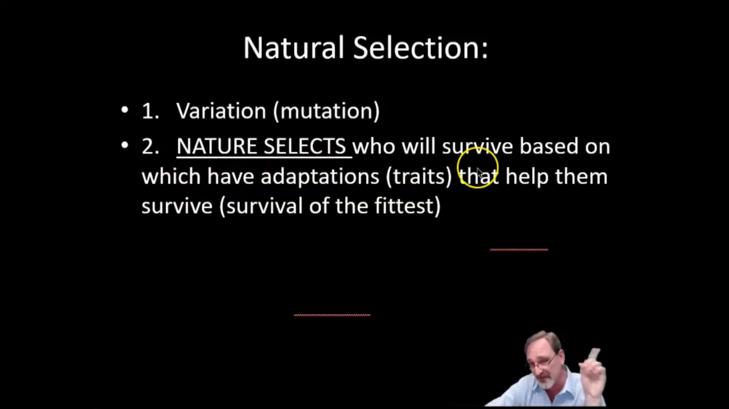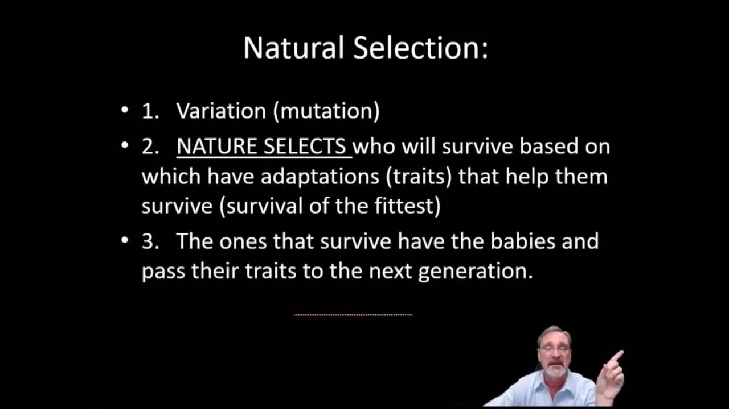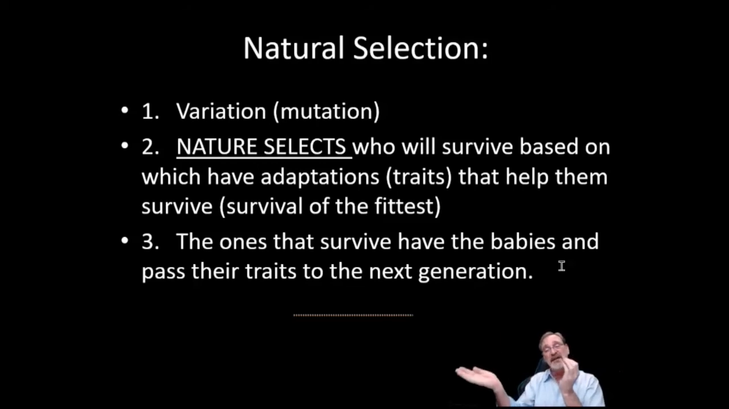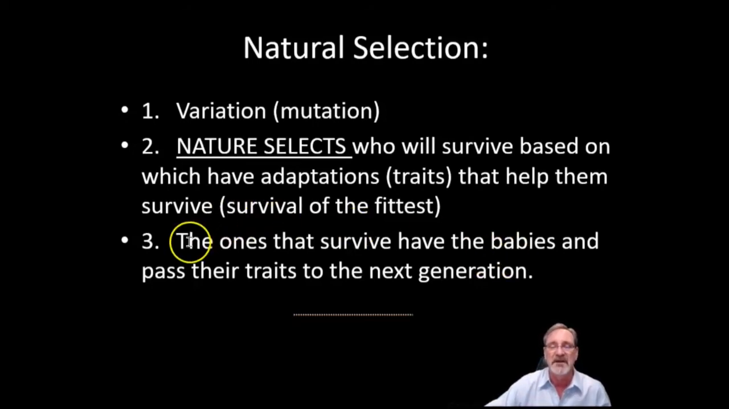So nature selects who survives, and then, this is really common sense, right? The ones that survive have the babies, and they pass their traits to the next generation. So whatever trait is advantageous, that's the traits that will tend to get passed to the next generation, right? Any traits that the organism has that don't help it survive, they won't survive, right? They'll tend to get eliminated. That trait will be removed from the gene pool. So the ones that survive have the babies and pass their traits to the next generation. This is key. This is the secret to how this works. It's all really common sense. It really makes perfect sense when you understand how this works.